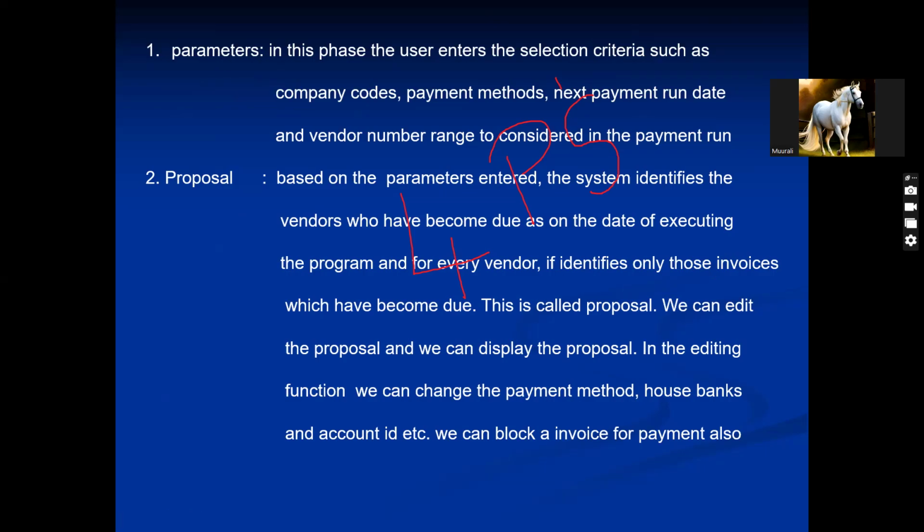So in the parameter, what do I need to say? List of vendors, list of company codes, list of payment methods, and the next payment date is your parameter list. Then proposal. So what is proposal here? Whatever the parameter the user has entered here, based on this parameter, the system is going to run a proposal. In this proposal, what is happening? The system is going to execute the payment for that invoice only which is due.